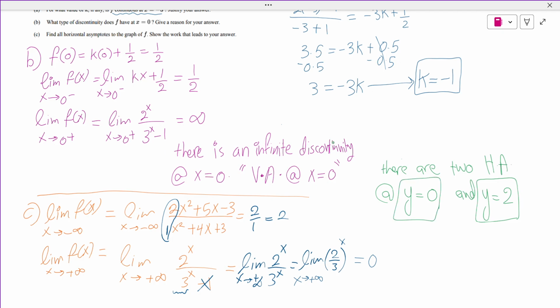Looking at the marks or the scoring guide for this question, 3 points for finding k, which is minus 1. You have to write all the steps we have discussed. 2 points are given for identifying the type of discontinuity, which is infinite discontinuity or vertical asymptote at x equals 0. And then we have 2 points for the last part, the asymptotes y equals 0 and y equals 2, with showing your work, of course.